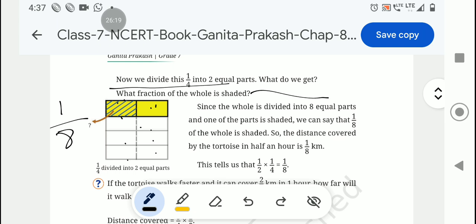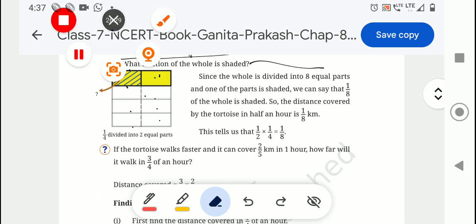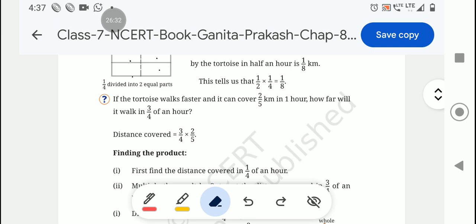If you want, you can do it in this way also, or if they ask you to do it in the unit square method, you have to do it in the unit square method. Next, find the product. Before that, if the tortoise walks faster and it can cover 2 by 5 kilometer in 1 hour, how far does it walk in 3 by 4 of an hour?